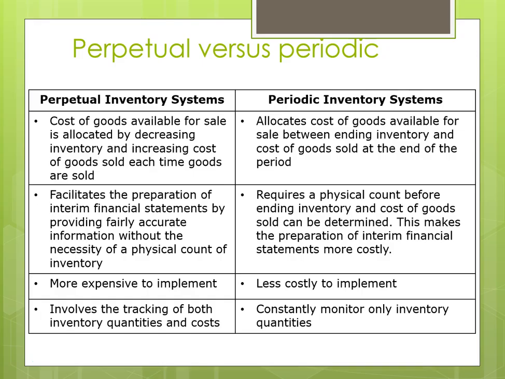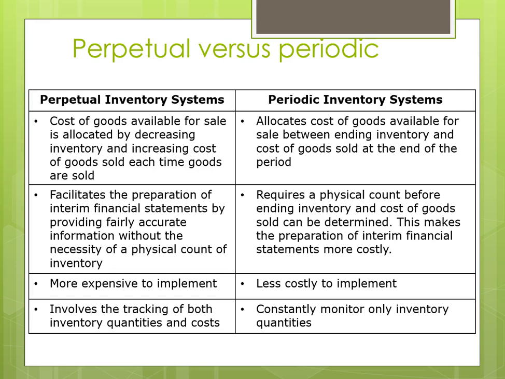Next, we're going to look at the difference between perpetual and periodic. This is a nice little summary, but the big difference is under perpetual, we're continually keeping track of our cost of goods sold, so we can measure at any point in time what our gross profit is. It is more expensive because you're going to have to use barcoding because you have to have a method of keeping track of inventory quantities and costs at all times.